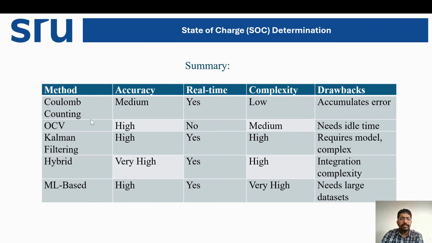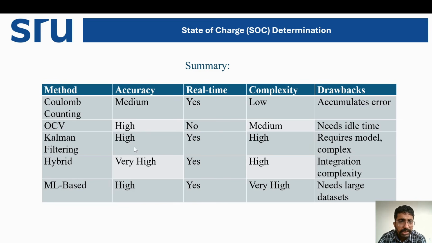Then the open circuit voltage method. Here accuracy is high. Real time it is not suitable because, as already mentioned, the battery needs to be idle. It has to be not in use for at least 4 to 6 hours. Then complexity is medium because we only need to derive that polynomial equation. Then it needs idle time.